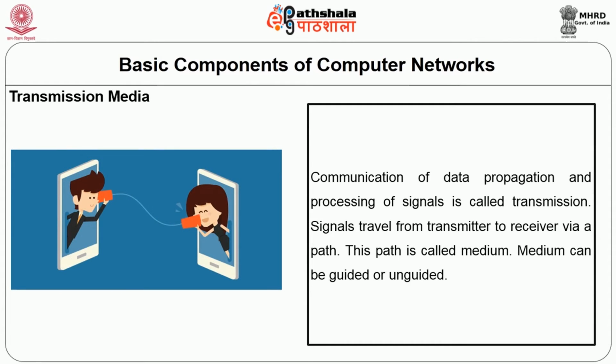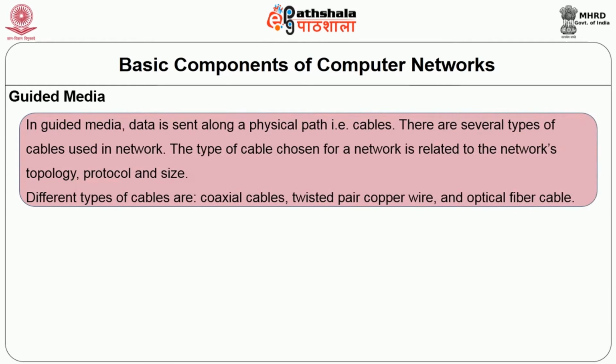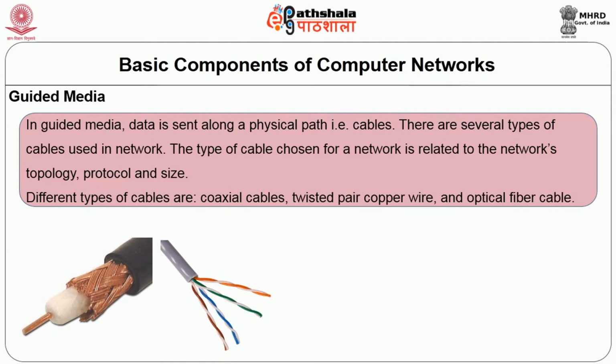Transmission media. Communication of data, propagation and processing of signals is called transmission. Signals travel from transmitter to receiver via a path. This path is called medium. Medium can be guided or unguided. In guided media, data is sent along a physical pathway, that is cable. There are several types of cables used in networks. The type of cable chosen for a network is related to the network's topology, protocol and size. Different types of cables are coaxial cable, which looks like the cable that brings the cable TV signal to a television, and twisted pair copper wire cable, which looks like phone cable.